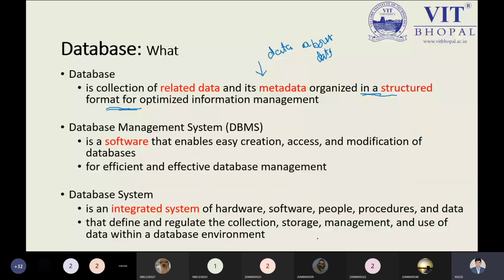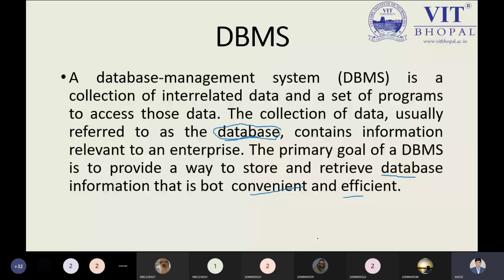So now, what is the database management system? After seeing all these concepts, we have the summary part. A database management system is a collection of interrelated data. We say interrelated because CS, mechanical, all are connected to each other. And it is a set of programs to access those data. Of course, we have to follow some algorithm also. The collection of data is usually referred to as the database.